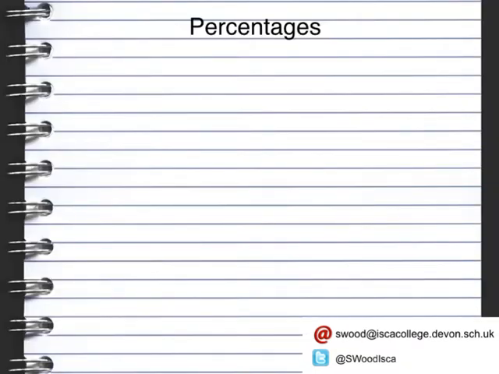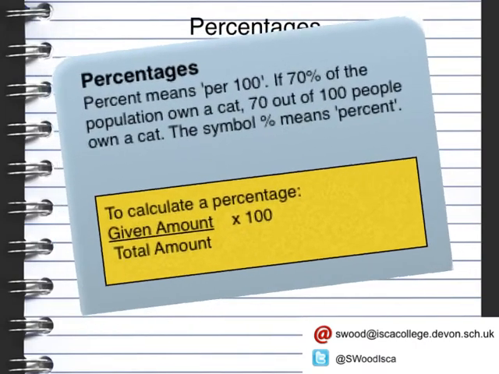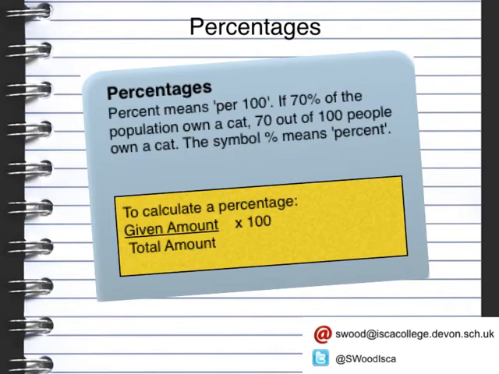Now percentages are fairly straightforward to work out, and we can see from this picture here how we can work out a percentage. So percentage means per 100, so 70% of a population own a cat, 70 out of every 100 people own a cat. Now this means that your given amount here is the 70 and the total amount is the 100 people, and then you multiply that by 100 and that gives you your percentage. Now we should know how to do that.